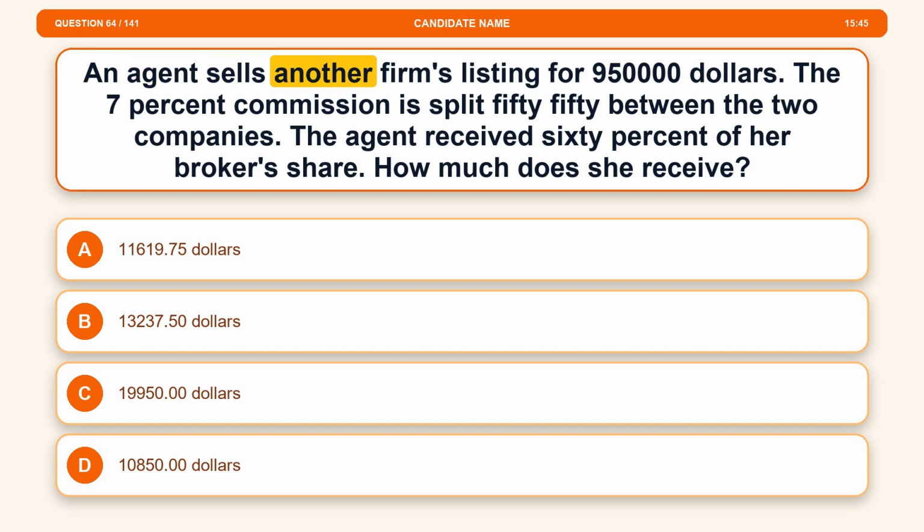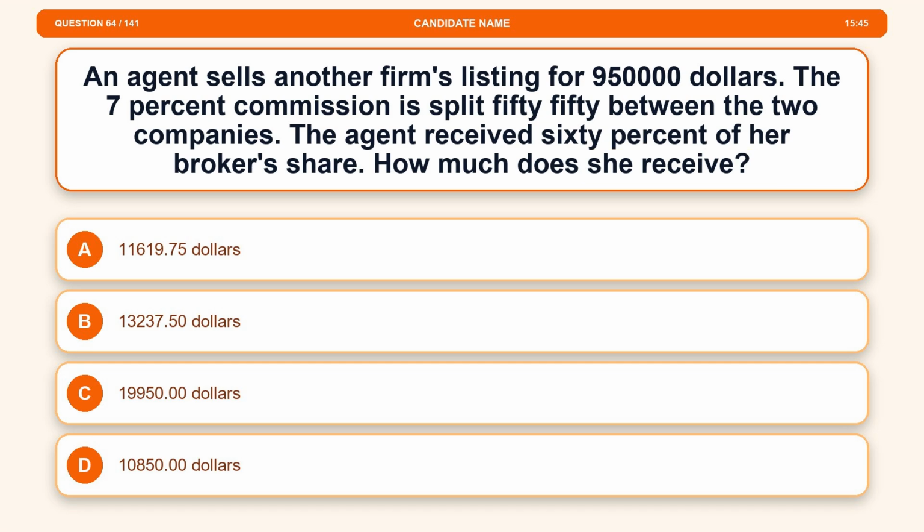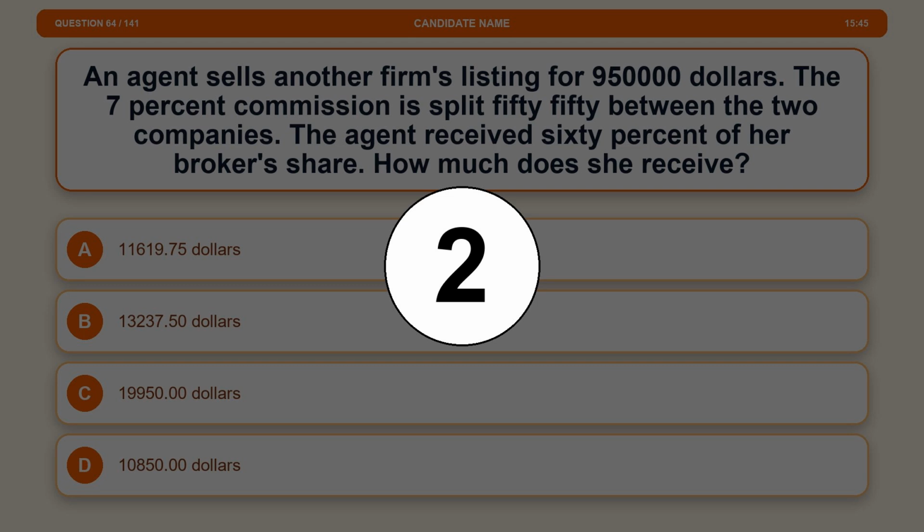Question 64. An agent sells another firm's listing for $950,000. The 7% commission is split 50-50 between the two companies. The agent received 60% of her broker's share. How much does she receive? Option A. $11,619.75. Option B. $13,237.50. Option C. $19,950.00. Option D. $10,850.00.